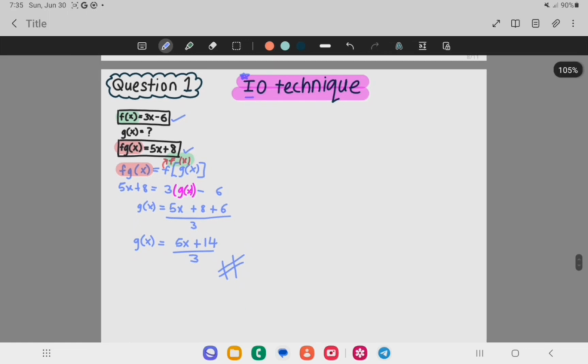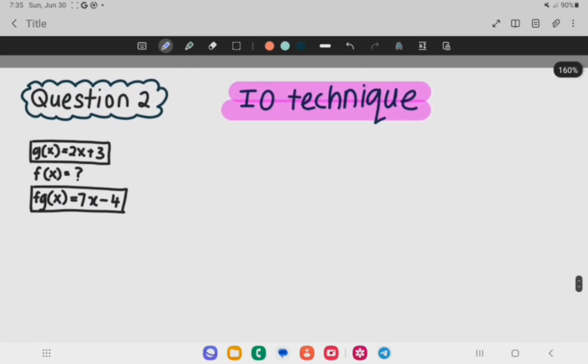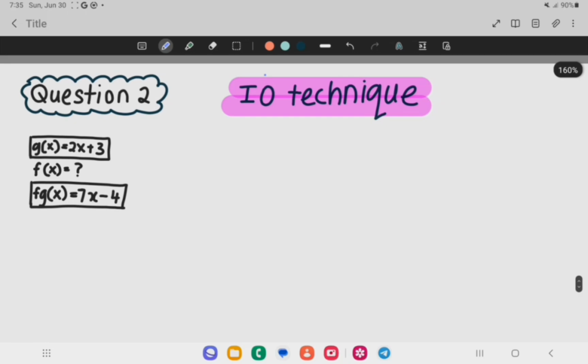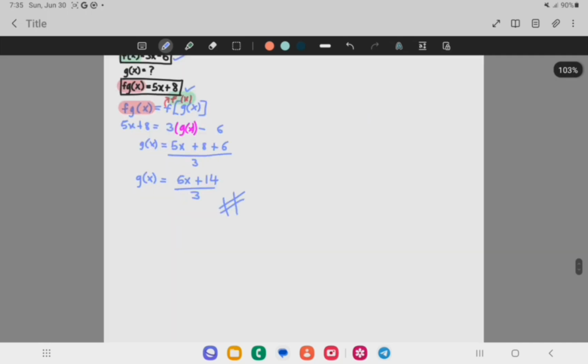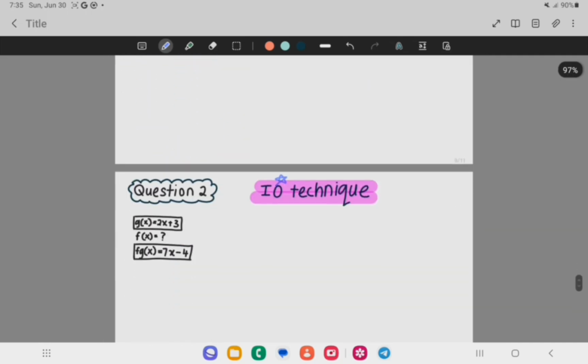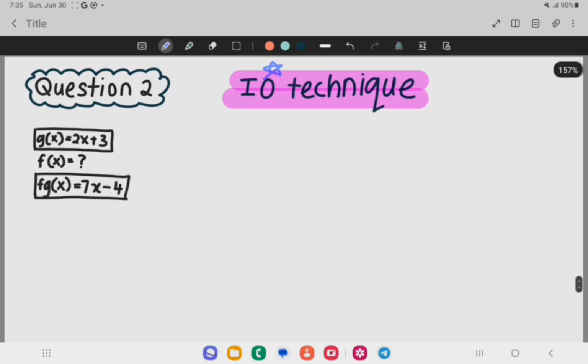Okay, understand, right? Alright. So let's move on to the second question, which is also using the IO technique, but this time it is more to the outside one. Just now we did the inside one, right? Now we are going to do the outside one. Outside one is a bit harder. Why? Because you have to use the inverse method.